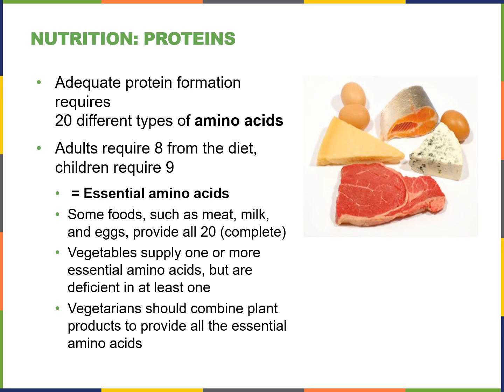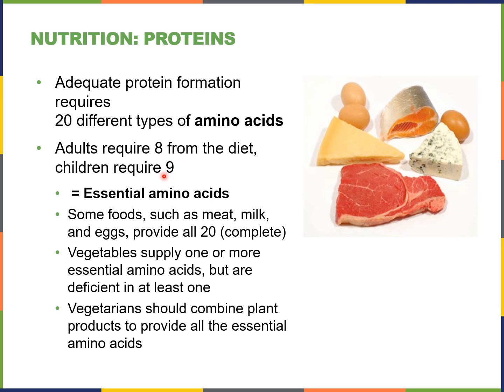Proteins. Okay, so adequate protein formation requires 20 different types of amino acids. We, as human adults, require 8 from our diet. Children actually require 9, and those are what are referred to as essential amino acids. Essential amino acids means that our body cannot make these amino acids on its own. It has to get them from the diet. So we have to intake these into the body. Otherwise, we will not have them. And we have to have these 8. Children have to have 9.